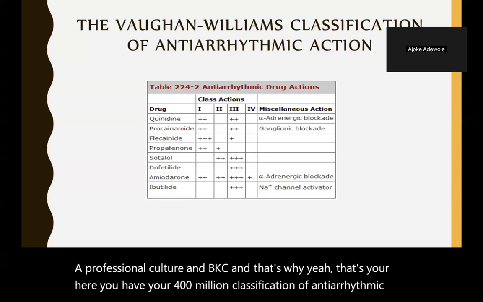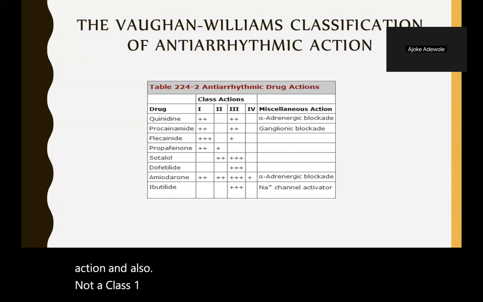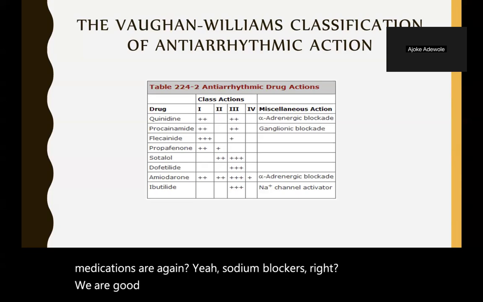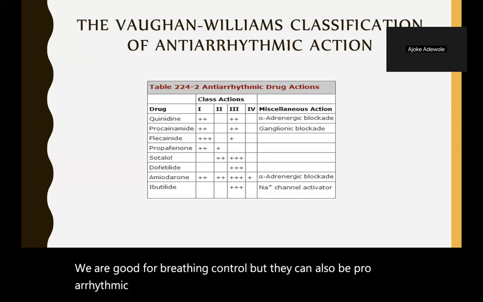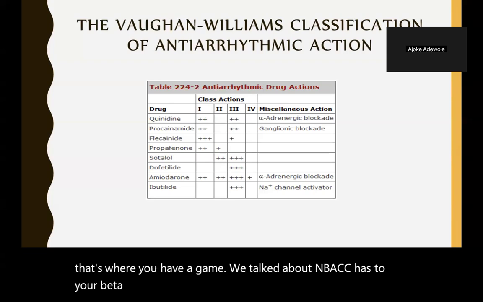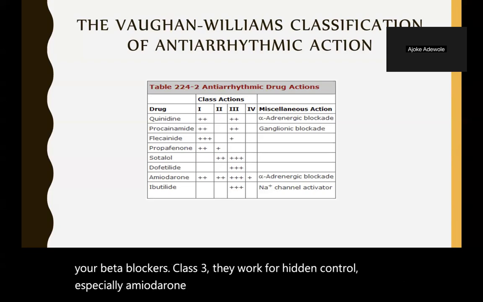And also, know that class one medications, what did we say class one medications are again? They are sodium blockers, right? They are good for rhythm control, but they can also be pro-arrhythmic. Class two, they are first line in rate control in AF. And that's where you have, again, we've talked about NBKC. Class two is your beta blockers. Class three, they work for rhythm control, especially amiodarone. And in class four, they slow the atrioventricular node, ideal for SVT.